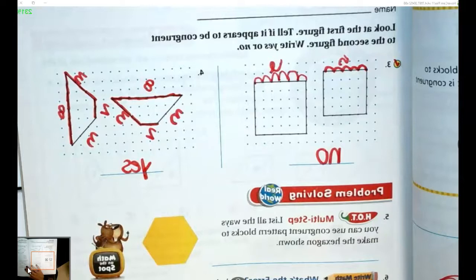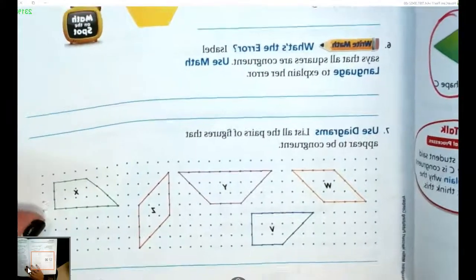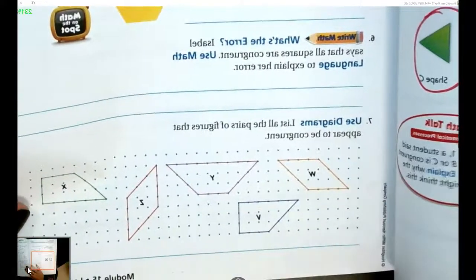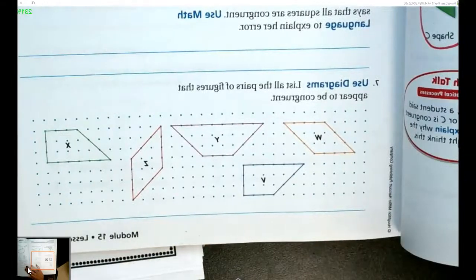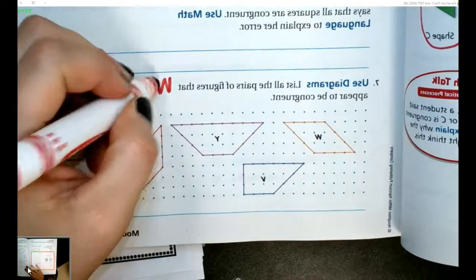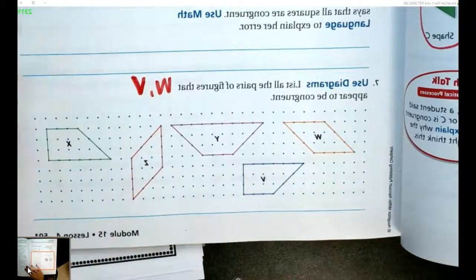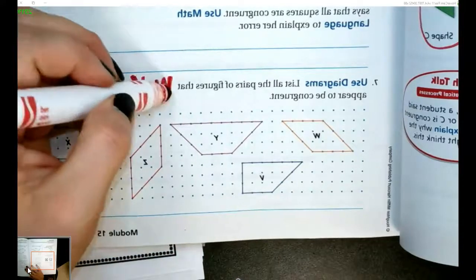Okay, I think you guys have the hang of it. You guys want to look real quickly at number 7? List all the pairs of figures that appear to be congruent. You may have to count again using those dots. You're writing the letter, so if you think W and V are congruent, then you need to put WV down here on the line, the pairs. Okay?